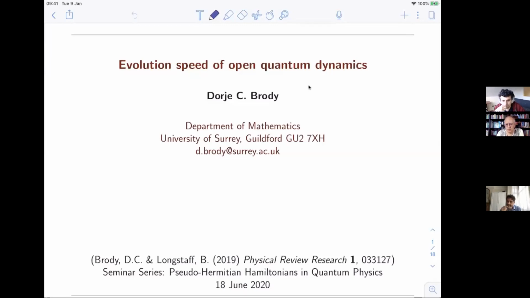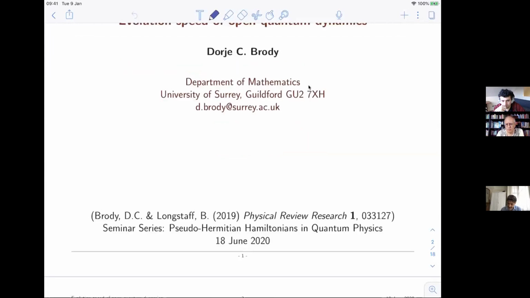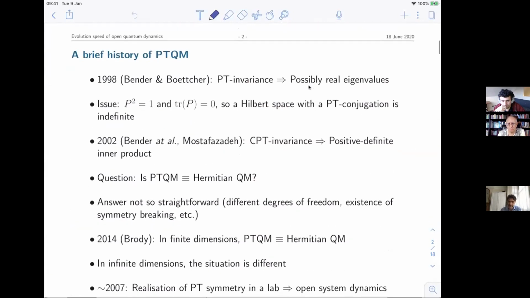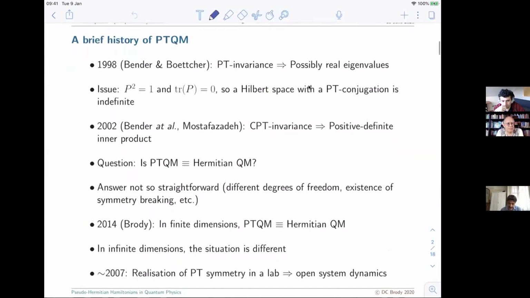And I see many of the usual suspects in the list of participants, but I don't want to assume everyone is familiar with PT-symmetric quantum mechanics. So I just want to start out with a brief history, not all the aspects of PT-symmetric quantum mechanics, but some aspects that are relevant to motivate this talk.